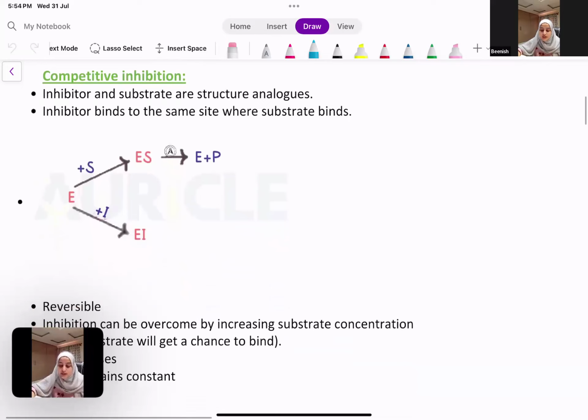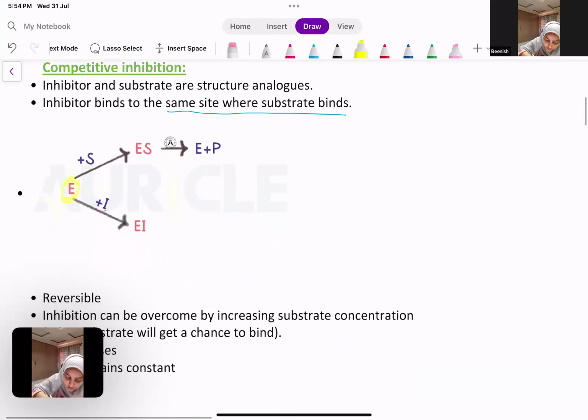Here the inhibitor and the substrate are structural analogues of each other. They are going to be more or less similar in structure. The inhibitor binds to the same site where the substrate is going to bind, that is, your inhibitor is going to bind with the active site. You can see this is your enzyme and it binds with the substrate, it forms an enzyme substrate complex. But instead, if an inhibitor binds, it forms an enzyme inhibitor complex and no product is going to be formed.